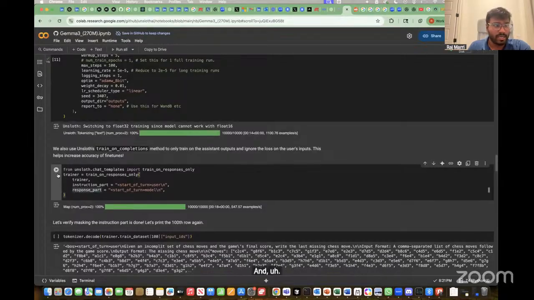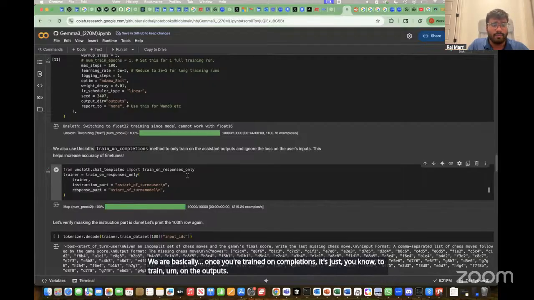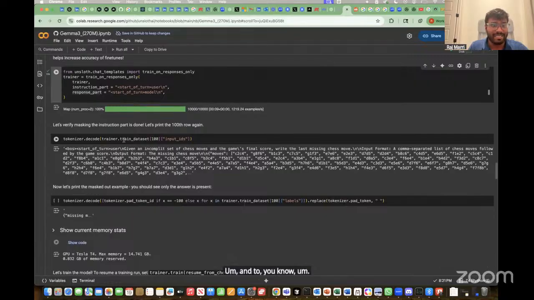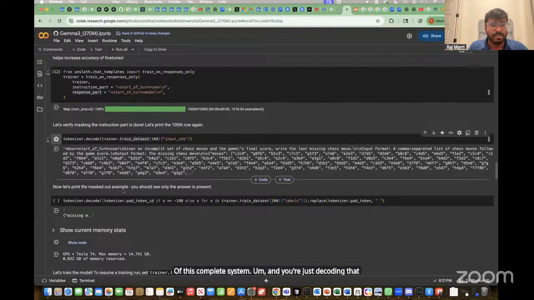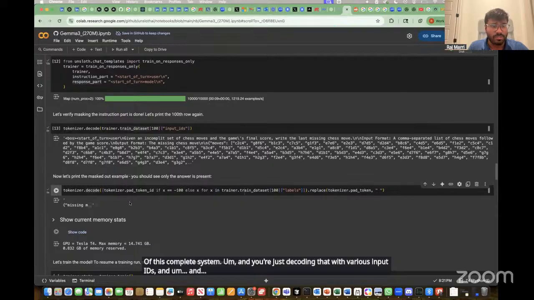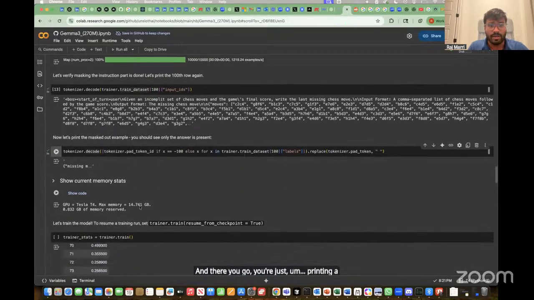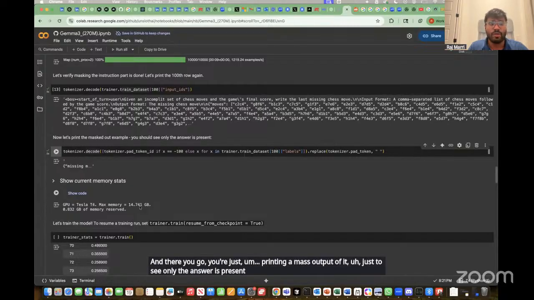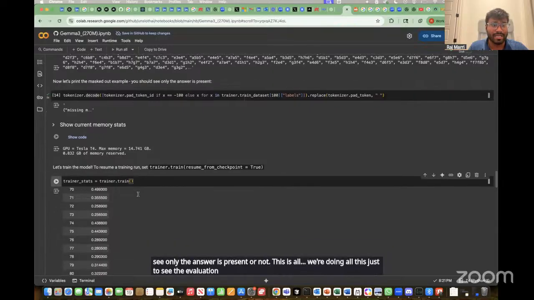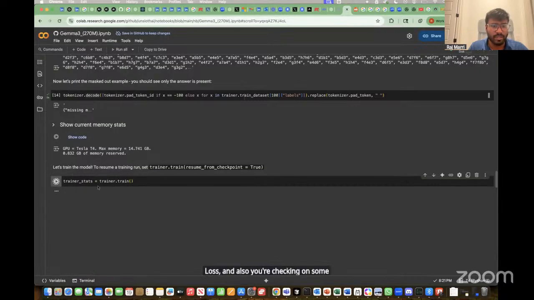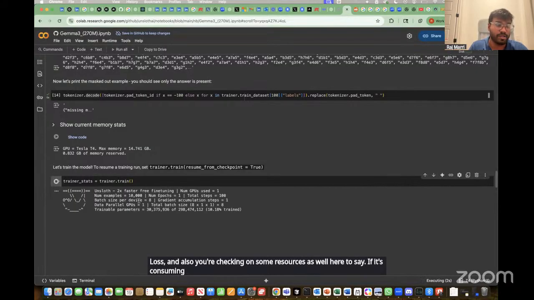Once that is done, you train on completions, which means training on the outputs, and basically assess the accuracy of this complete system. You're decoding that with various input IDs, and there you go. You're printing a masked output just to see whether only the answer is present. We're doing all this to see the evaluation, to check if the model converged and has less loss, and also to check resources to see if we have enough for our training.